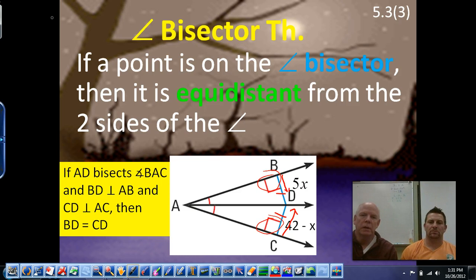Okay, so if D is on the angle bisector, then it has to be the same distance to one side of the angle as it is to the other side of the angle. That's the angle bisector theorem. So let's apply that here with this picture.